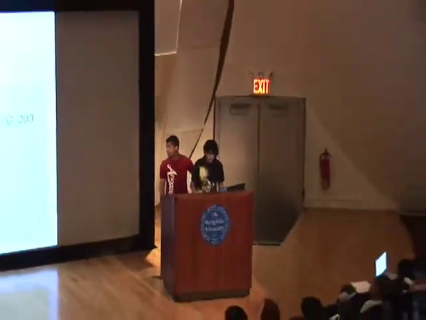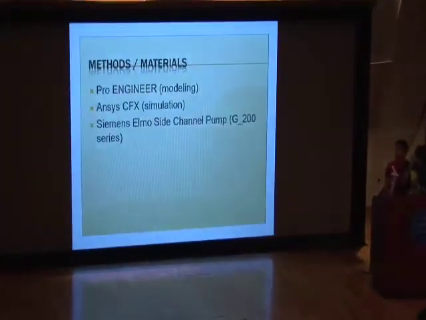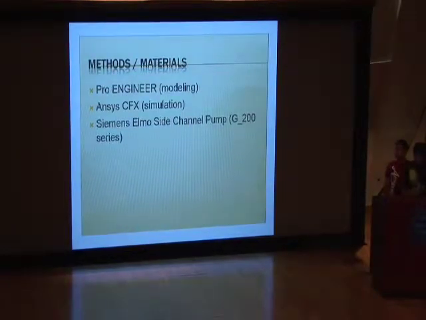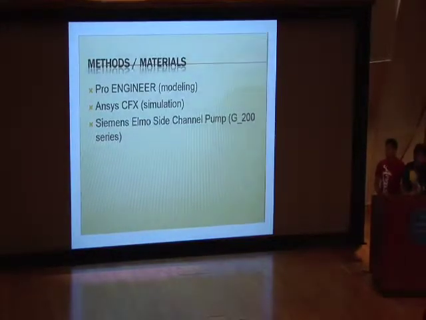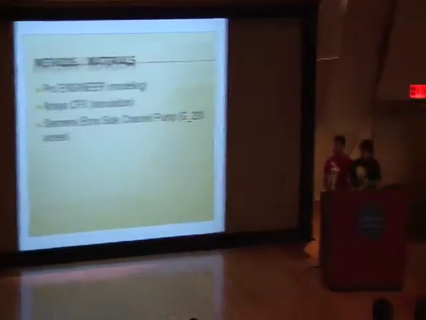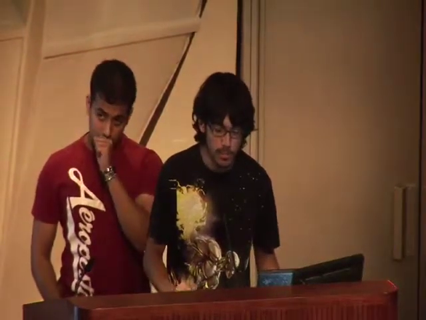So we basically used Pro Engineer, which is a CAD software, which stands for Computer Assisted Drawing. We designed the model with exact dimensions on Pro Engineer, and then we used ANSYS CFX, which is a simulation program. It's able to take the model that we made and simulate the various forces, like the centrifugal or the axial energy. And as I was saying before, we used the Siemens Elmo side channel blower or pump, which is more commonly used. It was a G200 series.